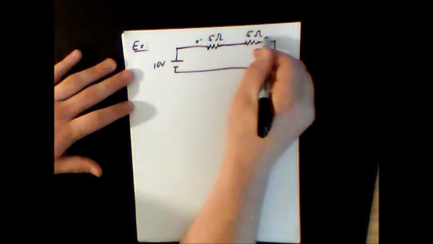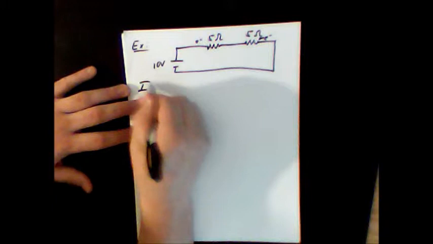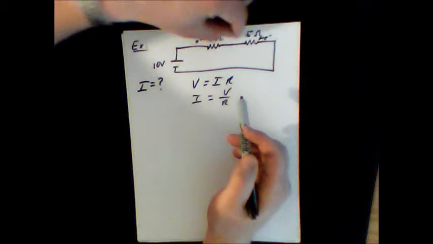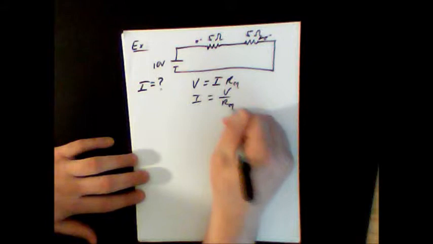And if we wanted to find the current in this circuit, what would we do? Well, we need to use Ohm's law, and we're going to solve for I. But remember, this R has to be the R of one resistor, and we have two resistors. So we have to find what's called the equivalent resistance, and then this would become the equivalent resistance. So before we get this R, we need to go back and find that equivalent resistance. So let's do that really quick.